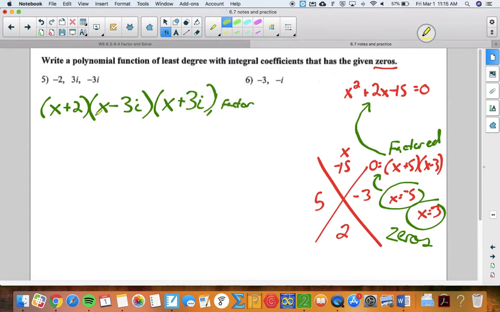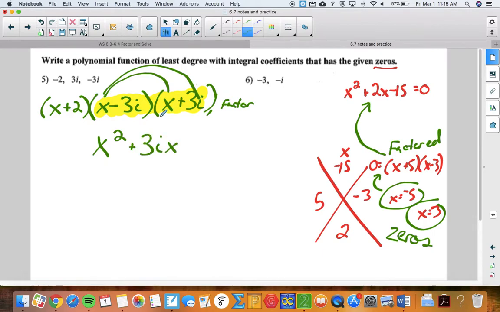So choose 2 of your factors and multiply them together. I'm going to actually multiply these 2 together first. Maybe some of you guys are scared of the i's. Let's just grab the bull by the horns. So x times x is x squared. x times 3i is 3ix. Now let's move on to the negative 3i. Negative 3i times x is negative 3ix. And negative 3i times 3i is negative 9i squared.